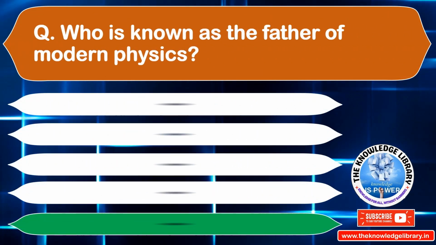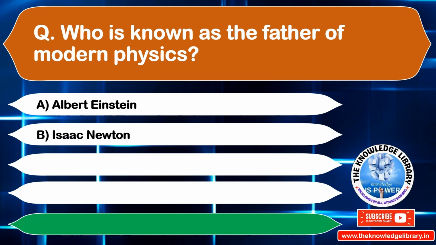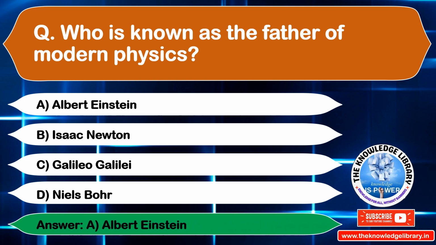Who is known as the father of modern physics? Option A, Albert Einstein. Option B, Isaac Newton. Option C, Galileo Galilei. Option D, Niels Bohr. The correct answer is option A, Albert Einstein. Move to the next question.